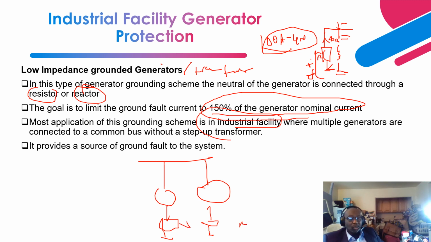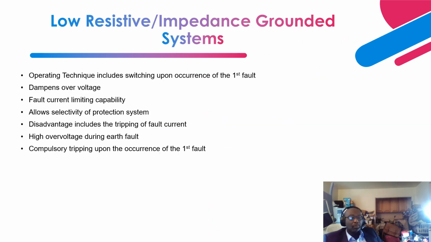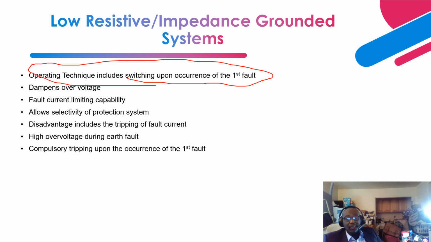It provides a source of ground fault to the system, and also protective relay elements in the system. The operating technique is basically that when the fault occurs, you want to switch off the equipment to prevent further damage, and because of the resistance, it helps to dampen any overvoltage condition.